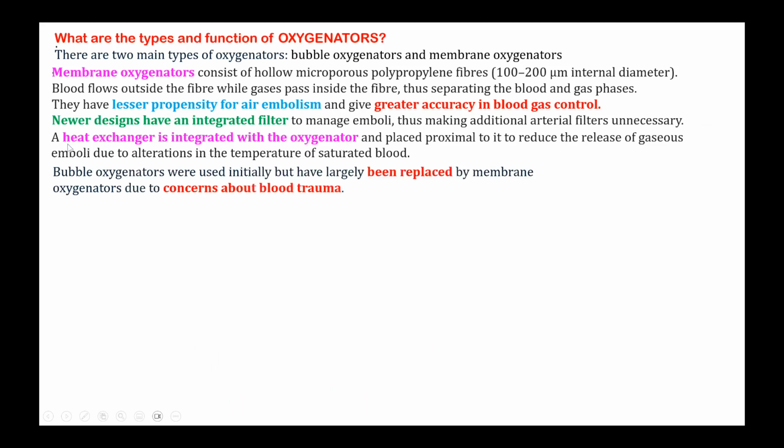Okay? And the heat exchanger is integrated with the oxygenator and placed proximal to it to reduce the release of gaseous emboli due to alteration in temperature. And bubble oxygenators are now not commonly used because of causing more trauma. Hemolysis is more with bubble oxygenators, so it has almost become obsolete now.